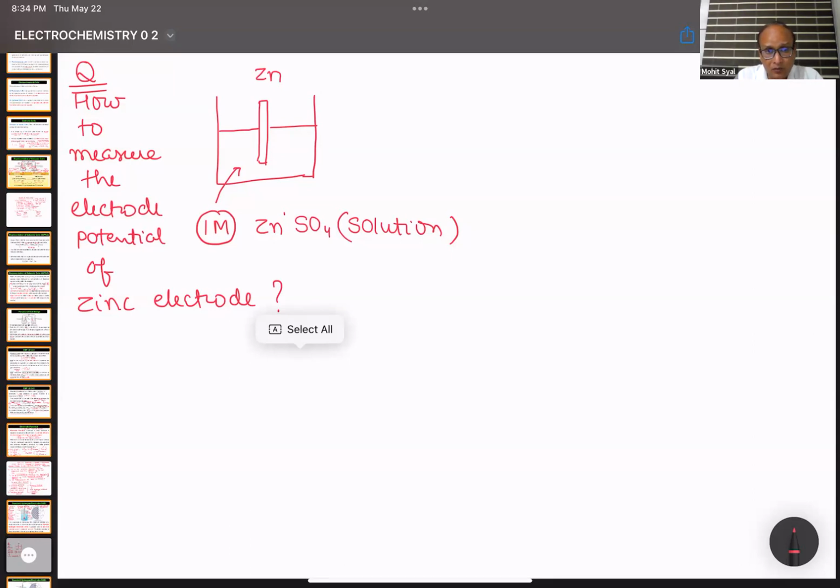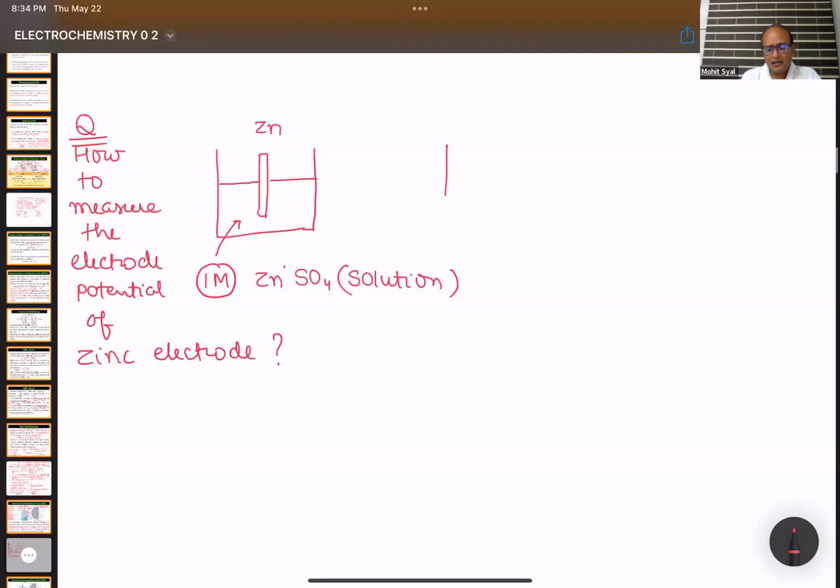Jasleen, what is that other electrode? Yeah, will you connect it to the standard hydrogen electrode? Exactly. So what you will do, you will bring in the standard hydrogen electrode. This whole setup is there. You will connect it to the standard hydrogen electrode. Now there is a flow of current. You will measure the potential difference through a voltmeter.